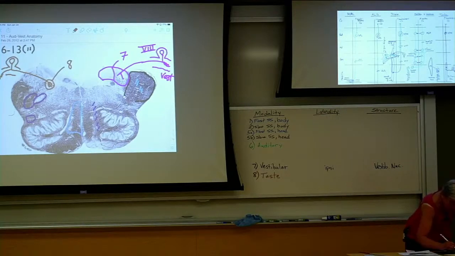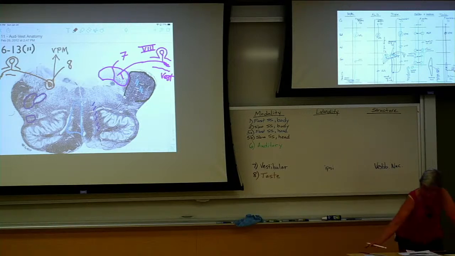And then that higher order neuron is going to send its axons towards VPM of the thalamus.